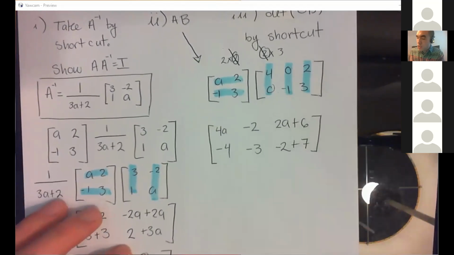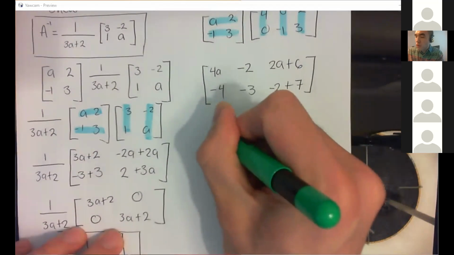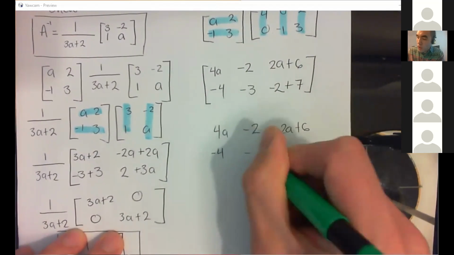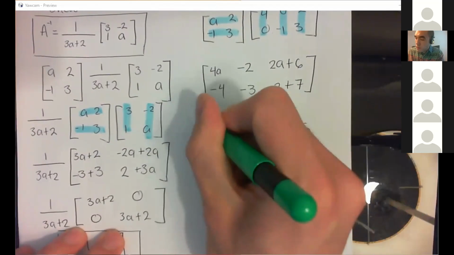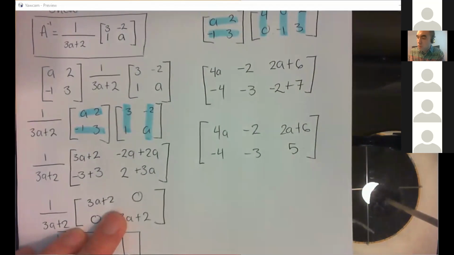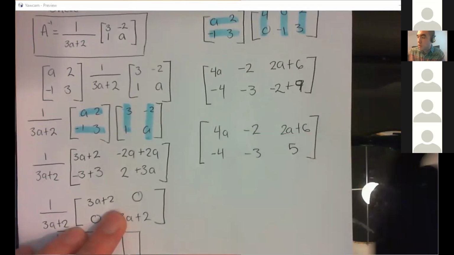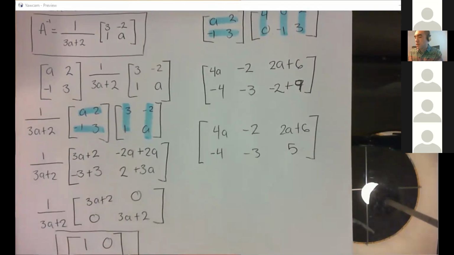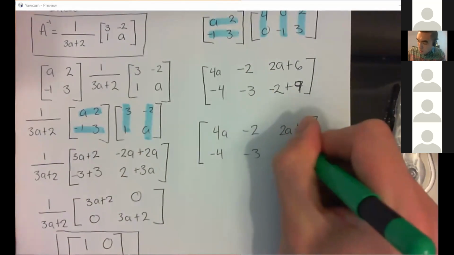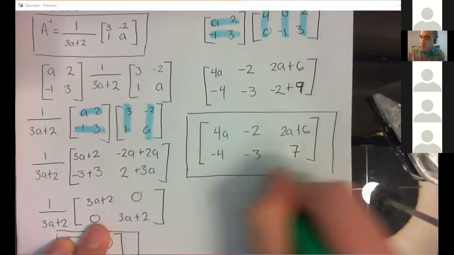And so this thing simplifies down, and the only entry that we can actually simplify is this one. So it's going to be [4a, -2, 2a + 6; -4, -3, 5]. Mr. Robinson, is that last value correct? Because 3 times 3, it should be 9. Oh, 9. Yeah. I was jumping ahead, so that this is 7. The answer is... Yep, good. Okay, so this is the product.